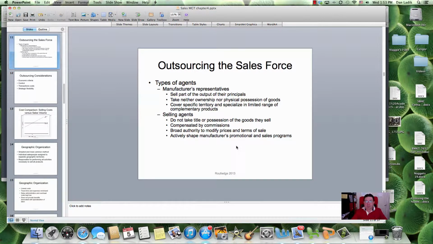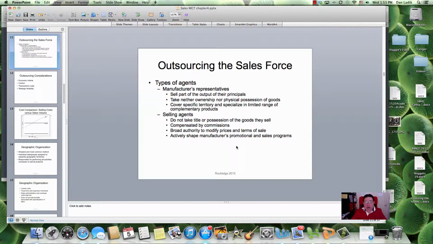Internal is you are an actual employee of the firm. Your salary is paid by the firm. You have benefits paid by the firm. You probably have a company car. They probably reimburse you for your expenses. This is an inside sales force.